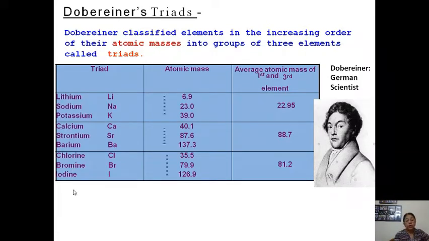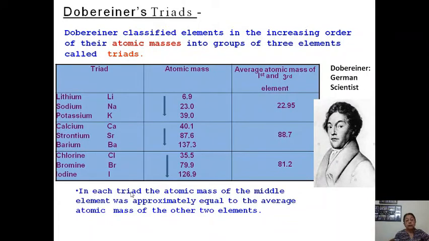Now the important thing he told, by the arrow I have shown that he has arranged these elements in the increasing order of the atomic masses. Then please notice that in each triad, the atomic mass of the middle element, sodium being the middle here, was approximately equal to the average atomic mass of the other two. I have shown the other two elements with the star mark.